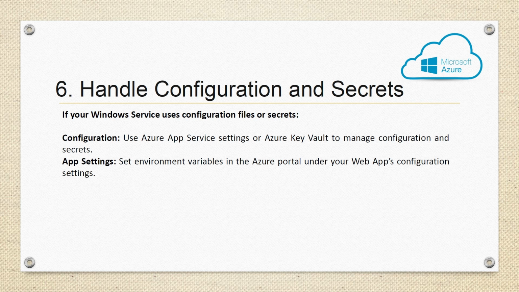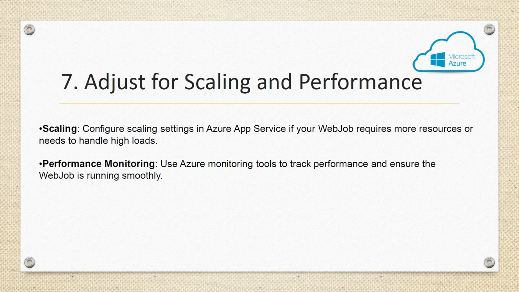So if nothing is configured related to the app settings or your secret key, you can skip this step, there is no need. But if it's already configured for your Windows service, then those configurations you can handle for the web jobs by using Azure Key Vault and the environment variables.